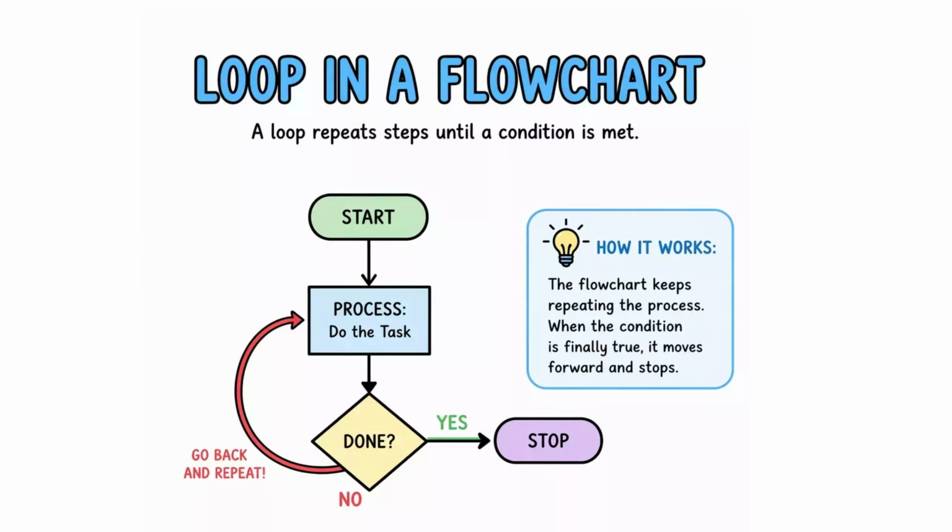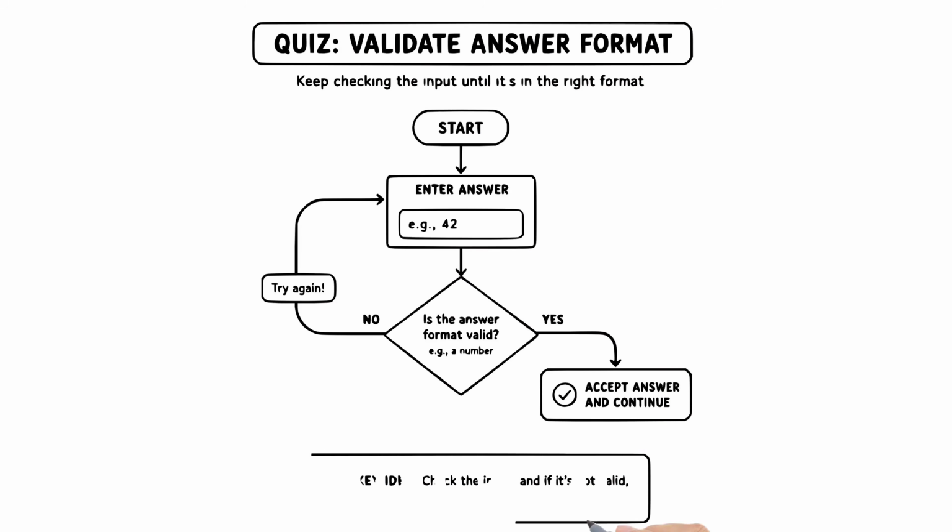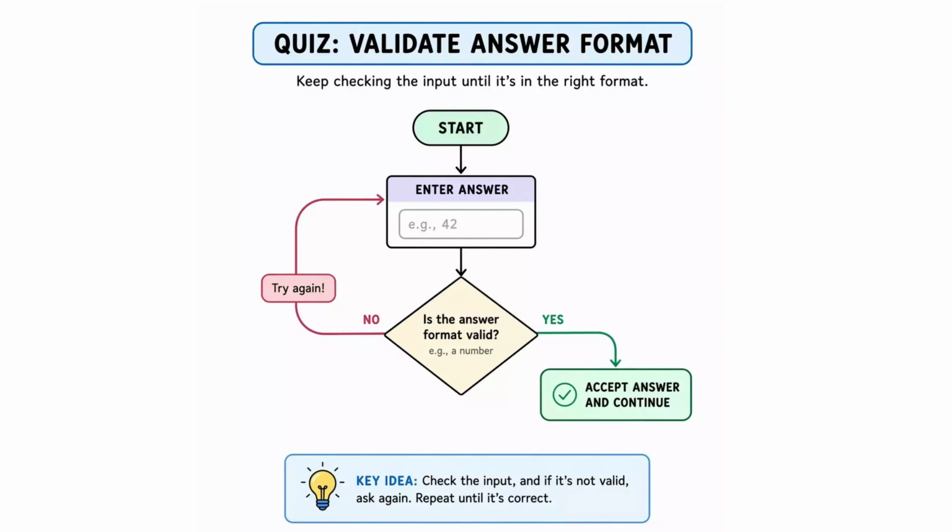This creates a loop. Loops are important because many real systems repeat actions until something changes. Here is a simple loop example. Suppose a system asks the user to enter Y or N. If the input is not valid, the flow goes back and asks again. That repeat until correct pattern is super common in coding and in everyday app design.